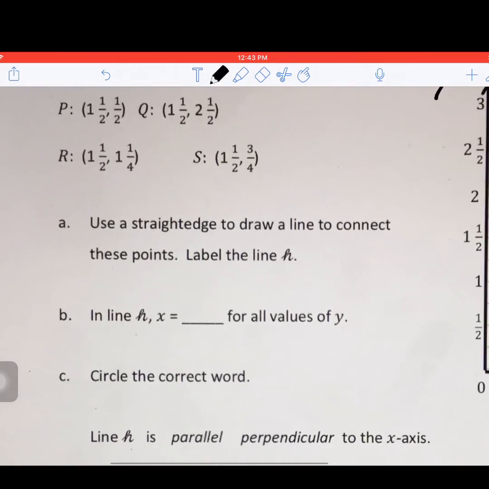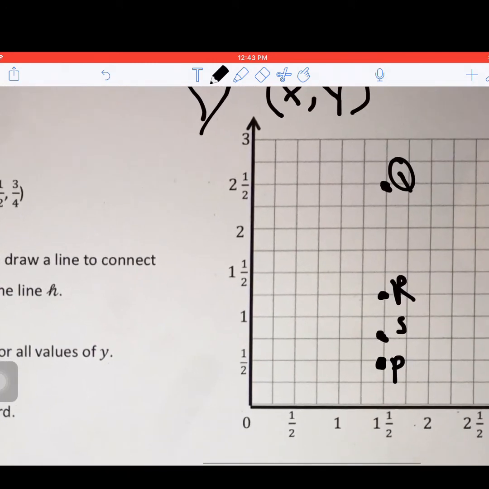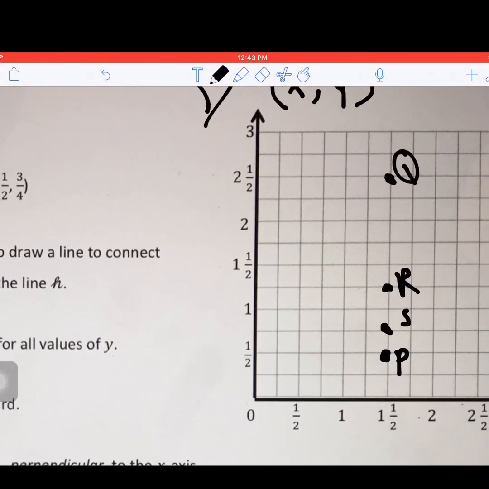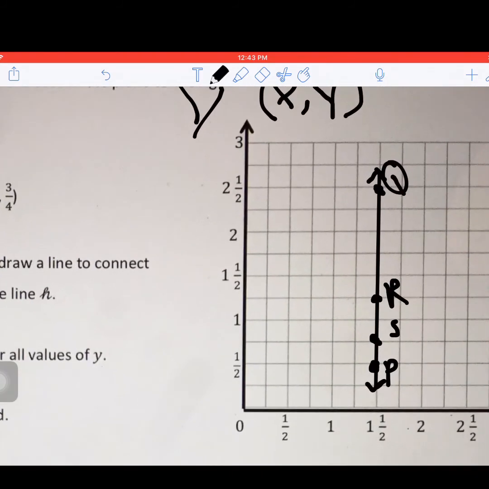Use a straight edge to draw a line to connect these points. Label the line H. Remember, if you're on your notebook page or your problem set page, you can use a ruler, you can use an index card, you can use the side of a different page of paper. I'm labeling that line H, making it fancy like they did.